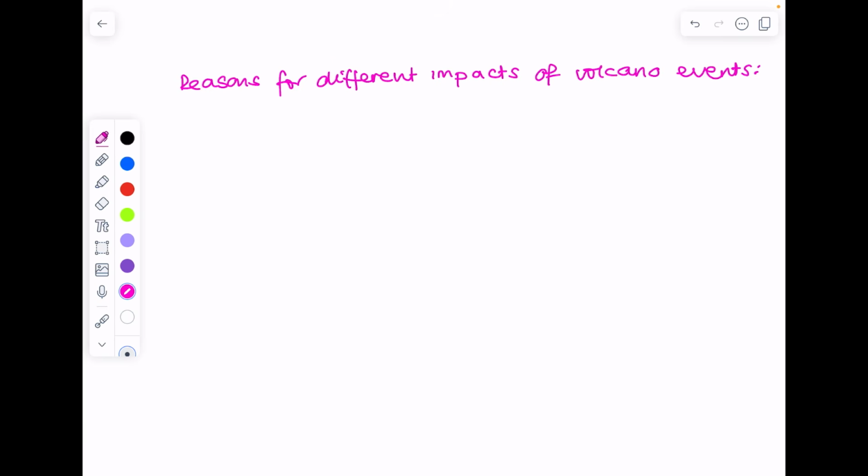Now, this bit of the specification deals with the reasons for differing impacts of particular volcano events. So why does one particular volcano erupting cause very few deaths, very little damage to infrastructure, whilst other volcano events cause huge amounts of damage and destruction? So the first point is obviously the location, size and length of the eruptive episode will have a huge influence, as well as how prepared local areas were for the eruption.